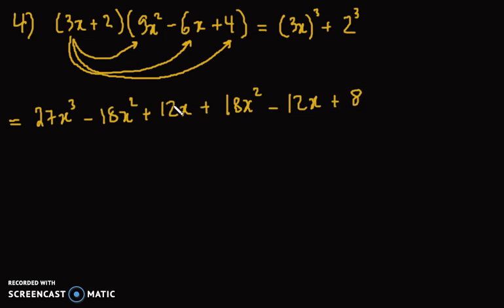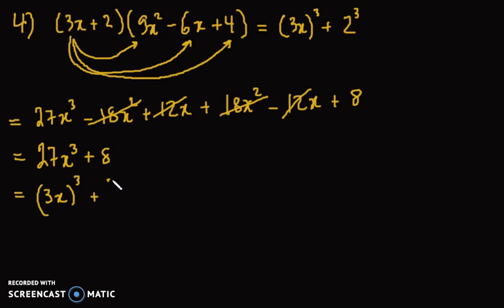Okay, and remember that x cubed doesn't have any other terms here, so just write it down. X squared, negative 18x squared, positive 18x squared, done. Positive 12x, negative 12x, okay, and then what's left is 8. If we remember that, you can actually rewrite it. 27 is actually 3 cubed, so you can rewrite it as 3x cubed, and 8 is actually 2 cubed.